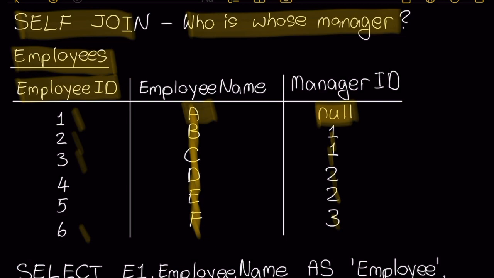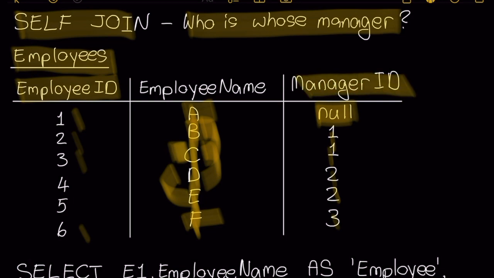B and C have A as their manager. D and E have B as their manager. And F has C as their manager, as you can see from the manager IDs.